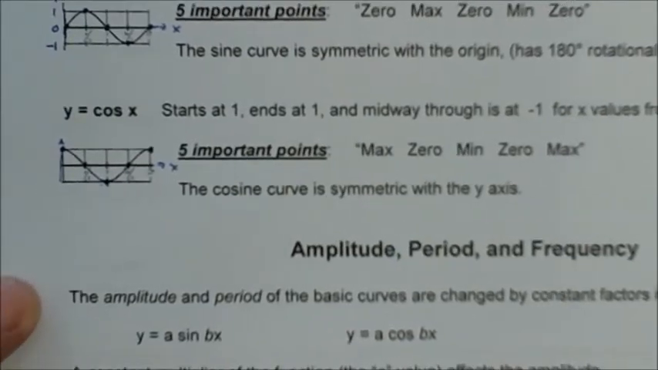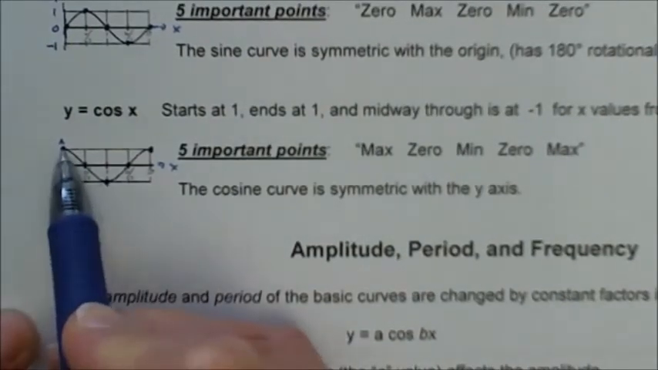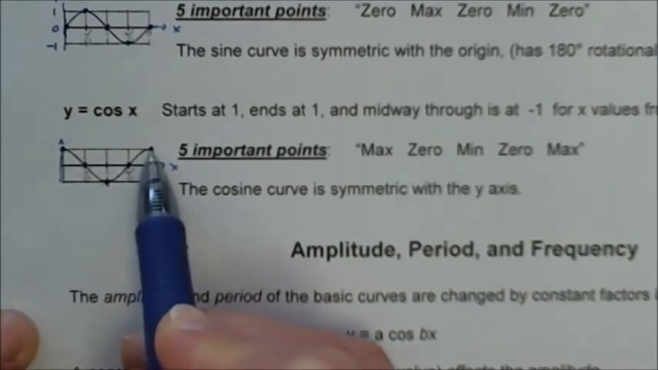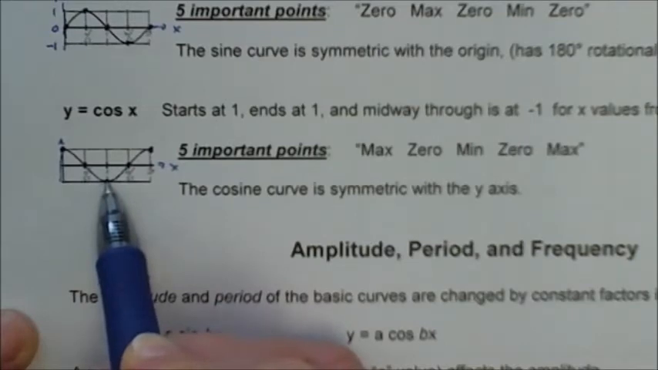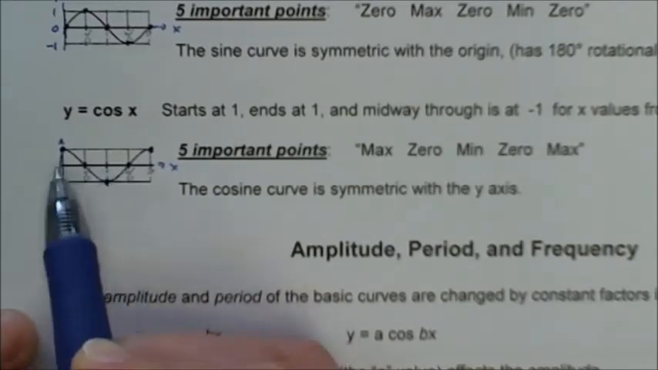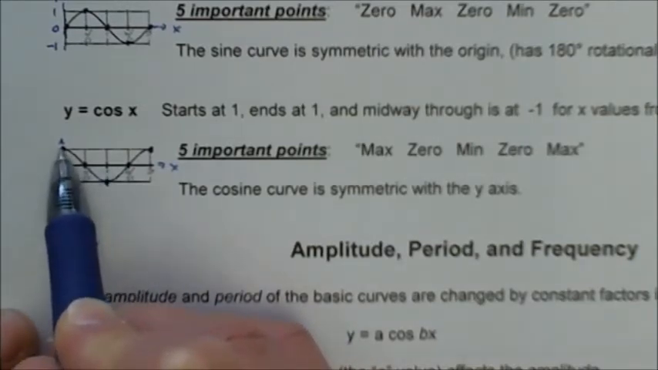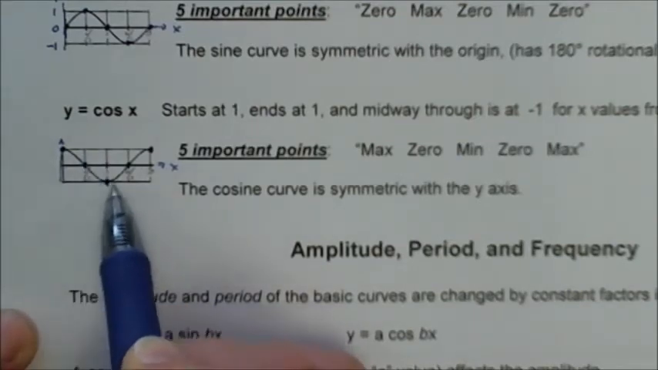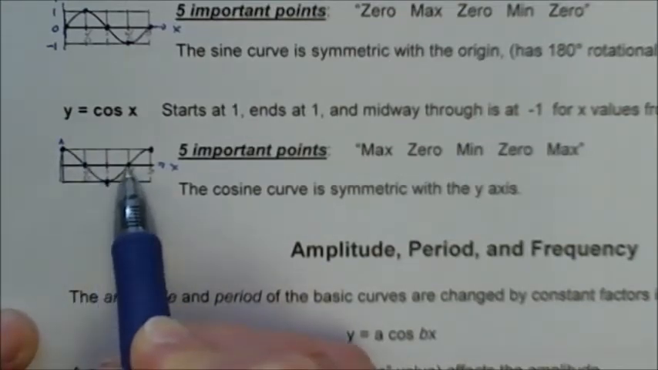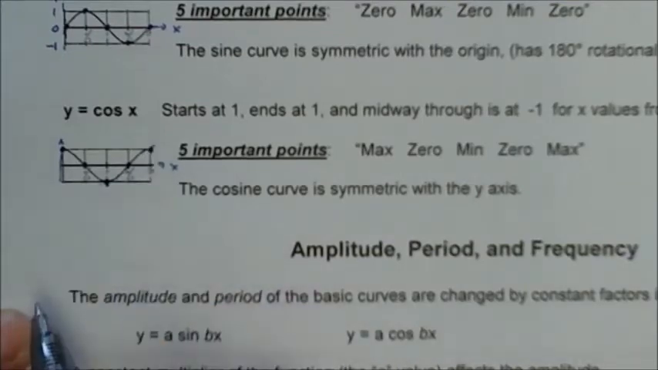So for our cosine curve, cosine starts at 1. At 2 pi ends at 1. Midway between is at -1. So cosine starts at the max, 0, min, 0, max. And the cosine curve is symmetric with the y-axis.